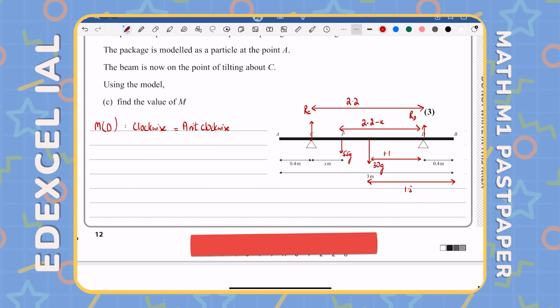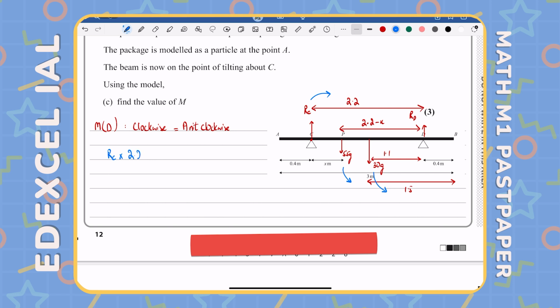So remember, all the clockwise moments will be equal to the anti-clockwise moments. So let's first look at all the clockwise moments. So this is clockwise. I don't think there is any other clockwise moment. Then now we have anti-clockwise moments. So that would be this 55G and this 30G. So let's start with clockwise moments. No, wait a minute. This would be clockwise: the reaction at C multiplied by the perpendicular distance from D, since all the moments are being calculated about D, that would be 2.2.